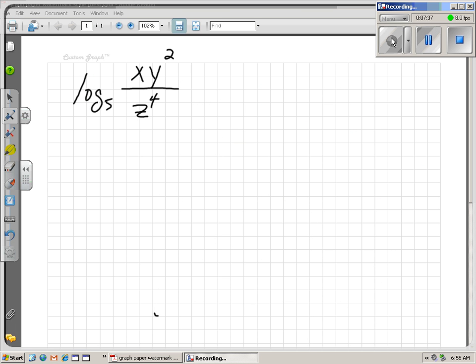All right, why don't you guys try this one, work it out. I see a product on top, and then it's being divided by z to the 4th. So I see 3 logarithms coming. I see log x, log y, and log z is how we're going to end up. See if you can figure out how to do it. Use those properties.